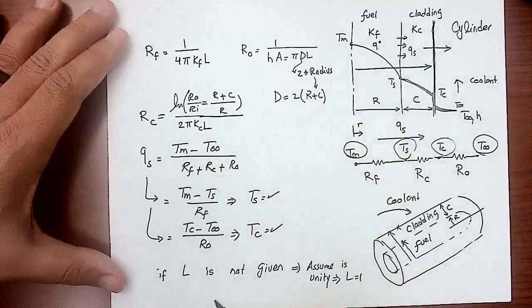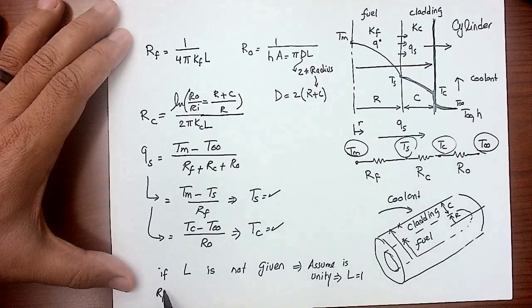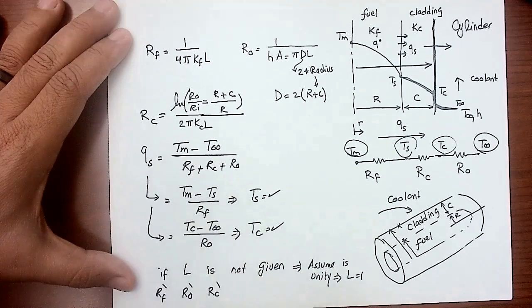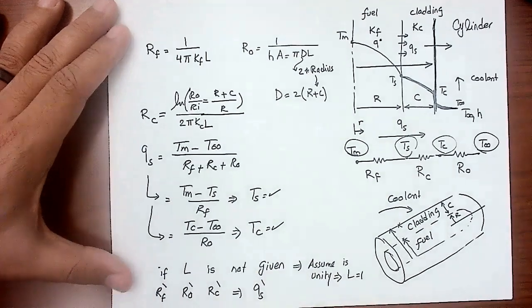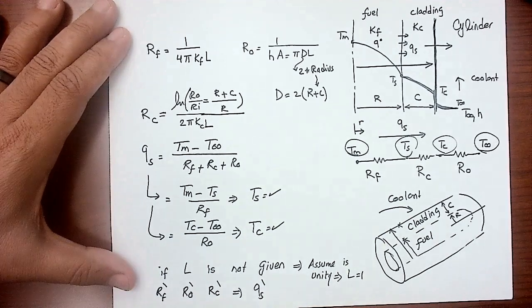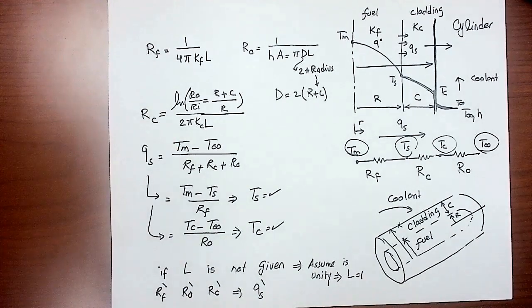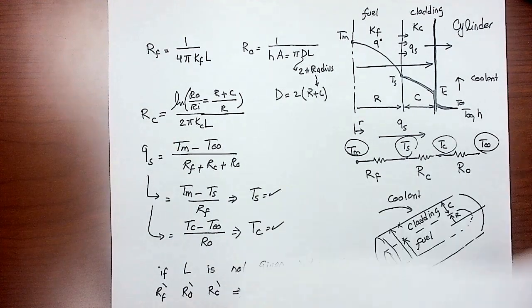So sometimes, because we don't know the length, we can call them R fuel prime, R convection prime, and R cladding prime. And that QS will become QS prime, everything per unit length, okay? If we go back to the plane wall, if the area is not given, you assume it's 1. So sometimes we call, let me go back to that page.